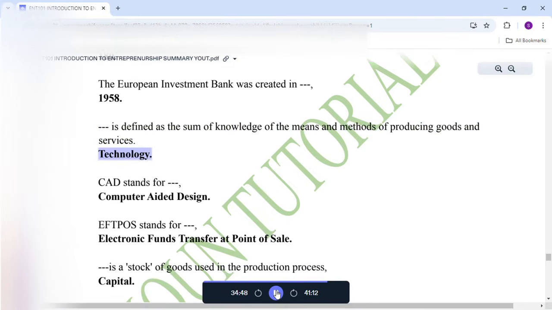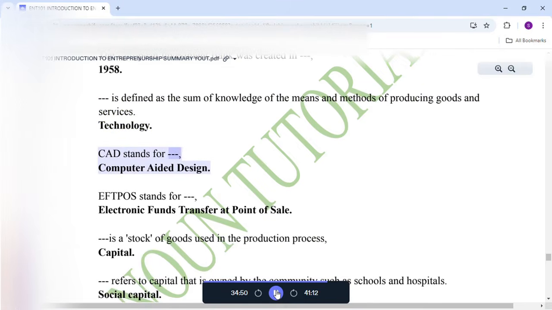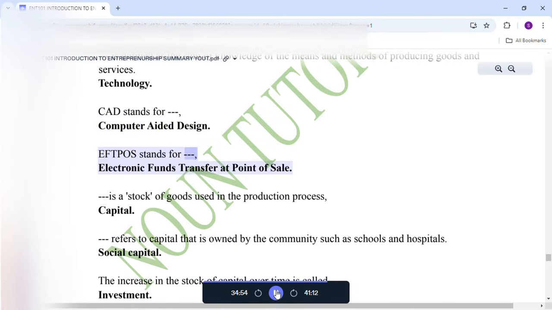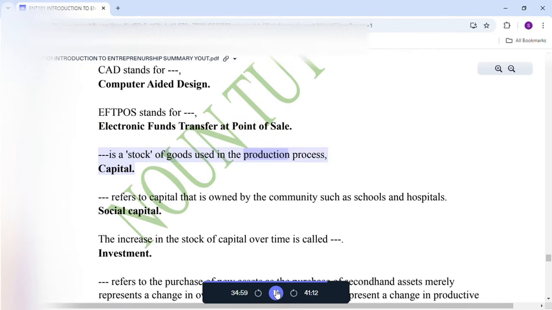Technology is defined as the sum of knowledge of the means and methods of producing goods and services. CAD stands for computer-aided design. EFTPOS stands for electronic funds transfer at point of sale. Capital is a stock of goods used in the production process.